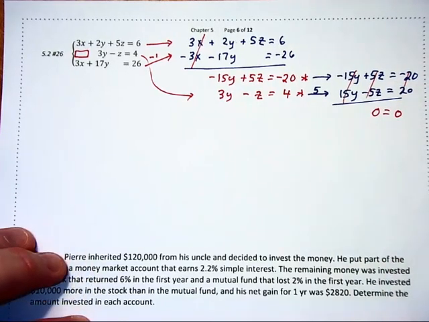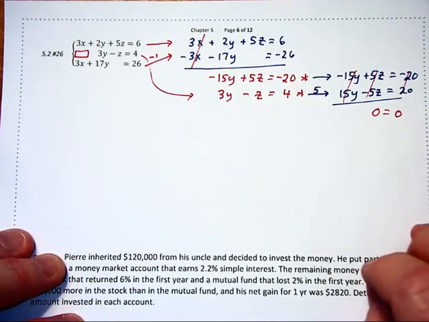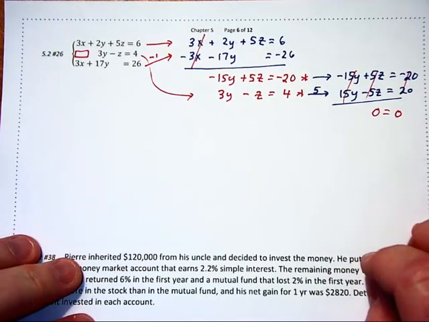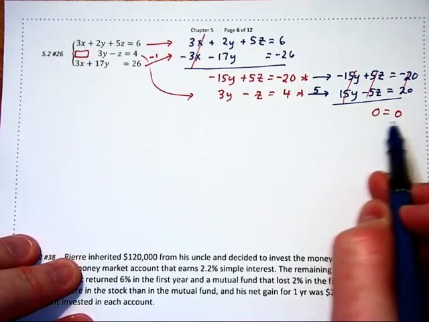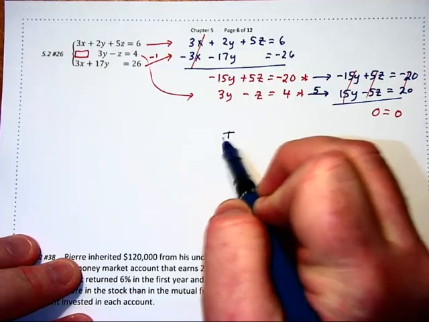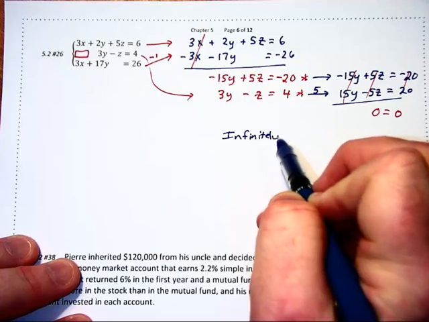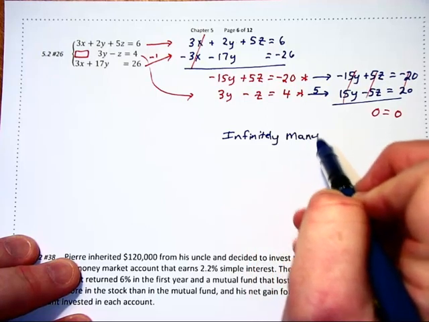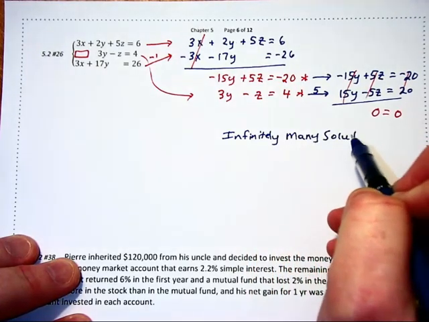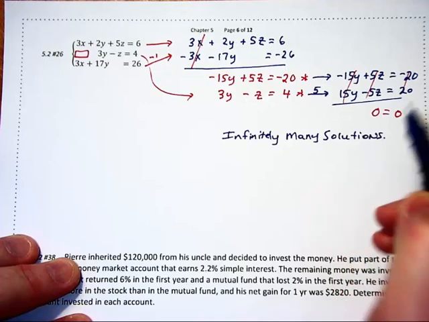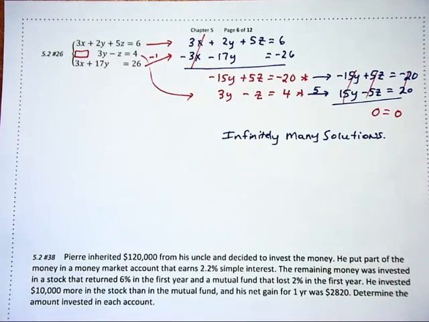Now, this is different than the problem we just did a moment ago where we had 0 equals 6, because now this is a true statement. So what we're going to have is infinitely many solutions. Now, that's how you might have done this in your intermediate algebra class and just left it there.